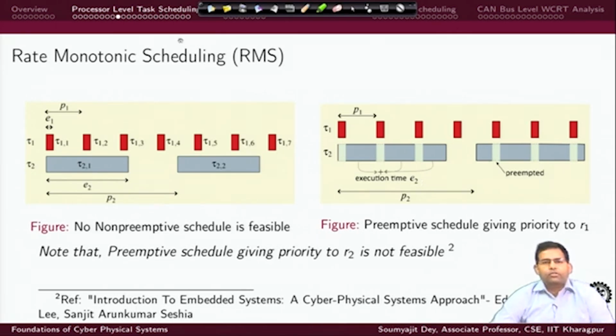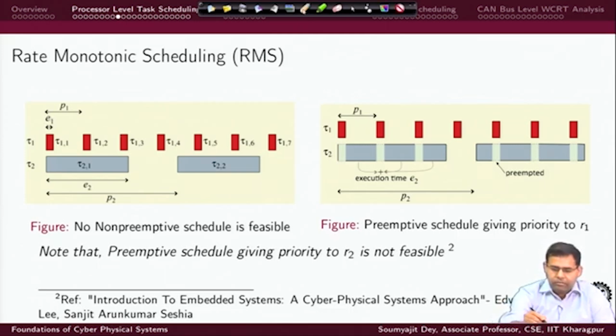So, let us have a look into this example. You have two tasks, tau 1 and tau 2, and this example has been taken from the book by Edward Lee and Sanjeev Seshia. As you can see, tau 1 has a smaller period, so a higher rate, and tau 2 has a higher period, or lower rate. E1 is the execution time of tau 1.